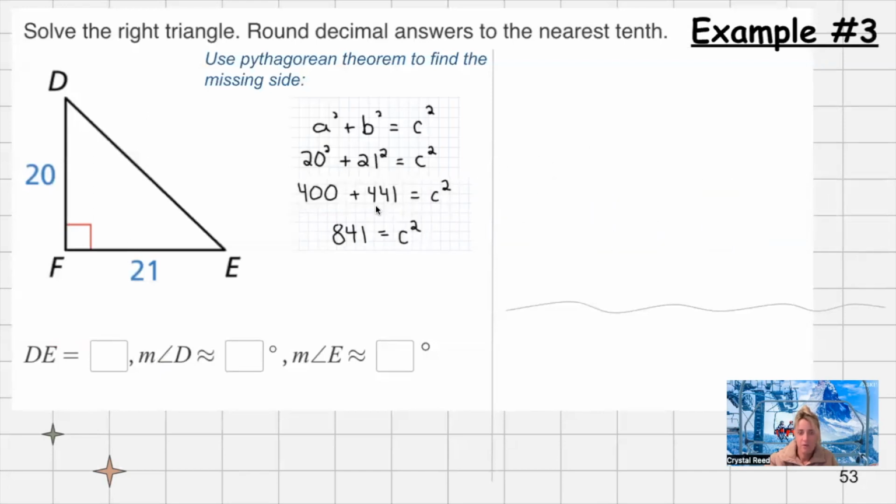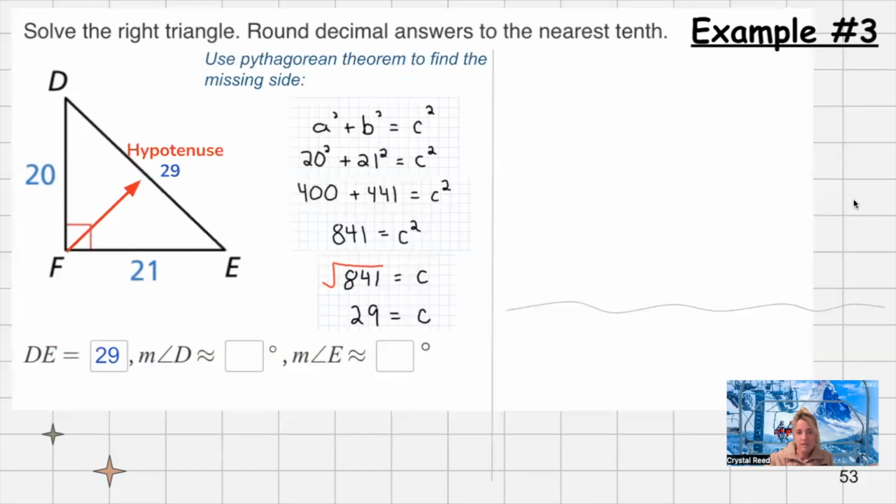400 plus 441 equals c squared. So we have 841 equals our c squared. In order to solve for that c squared, we need to square root both sides, square root that 841, and we get 29. So 29 is our side DE. That's our hypotenuse.